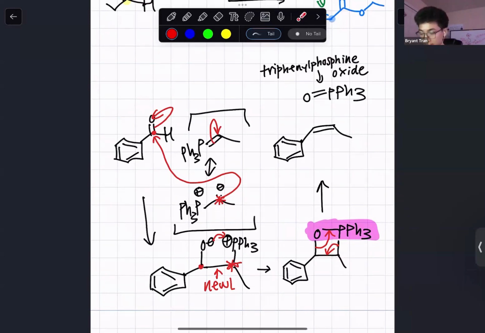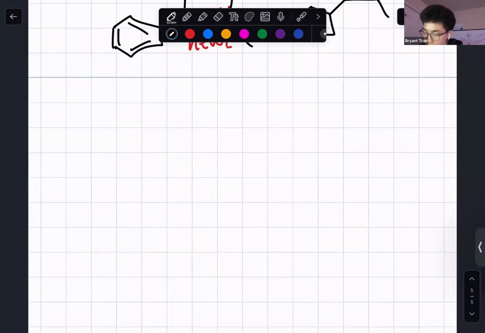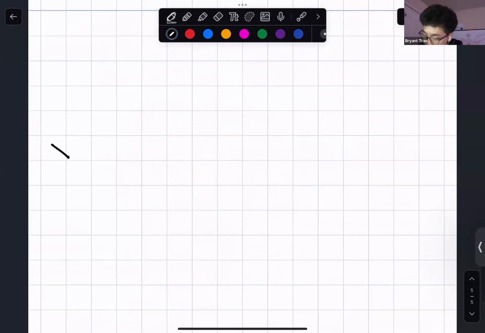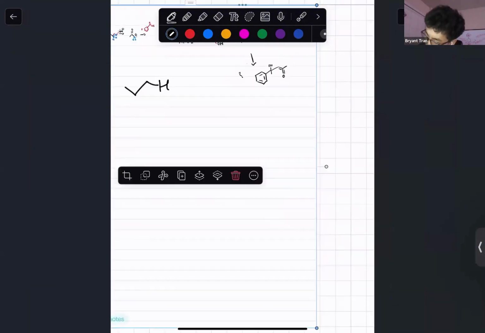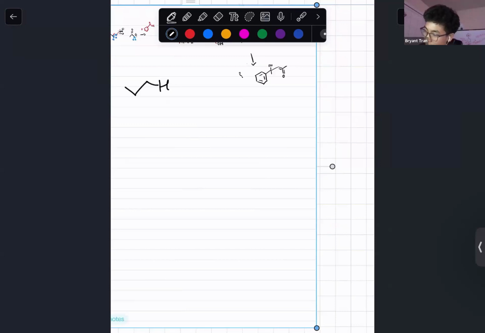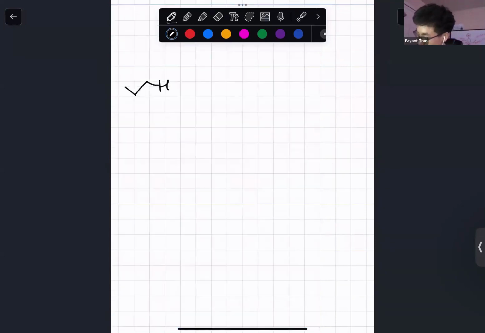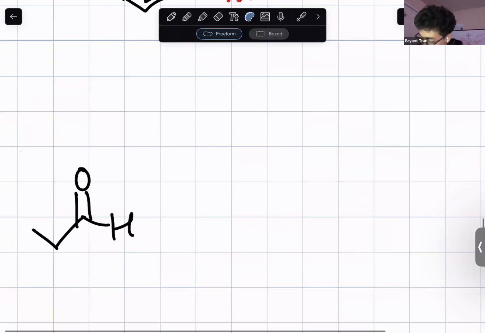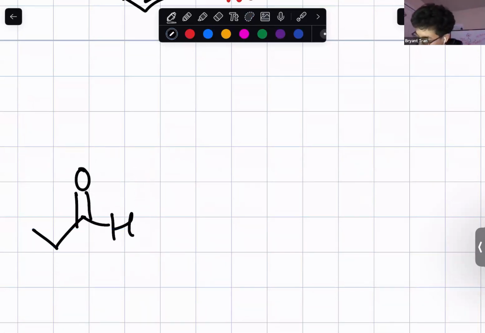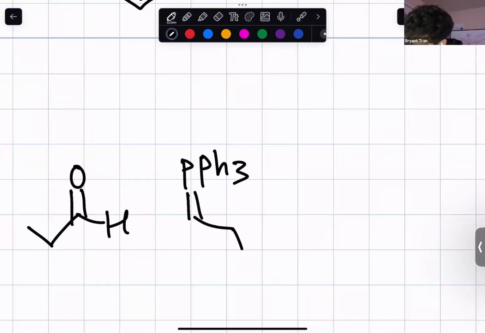There is a quicker way to draw the mechanism here, where instead of drawing out the resonance structure like that, you could have done something like this. Let me do the E alkene this time with propanal, the aldehyde. And let me draw out the phosphorus like this, PPh3, and this carbon here was attached to this group right here.